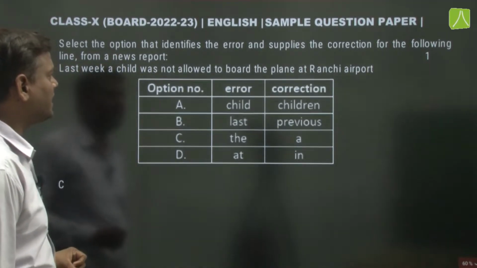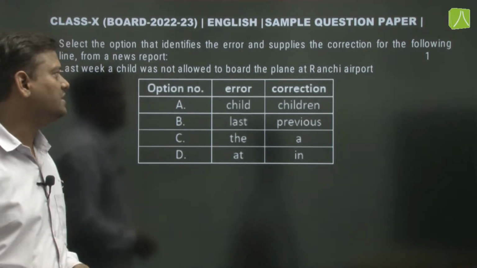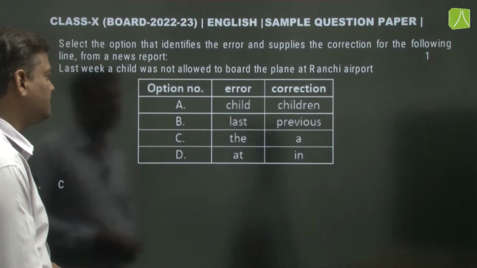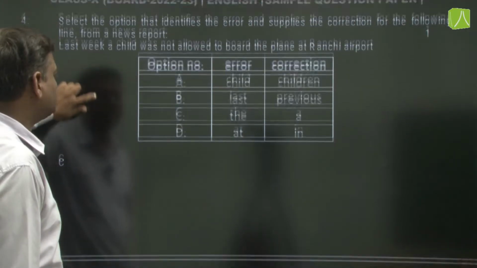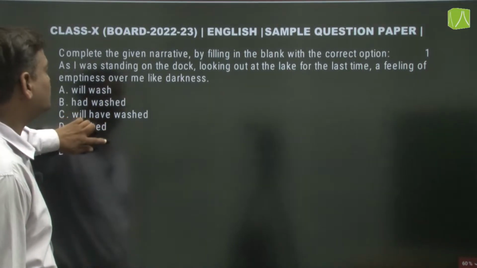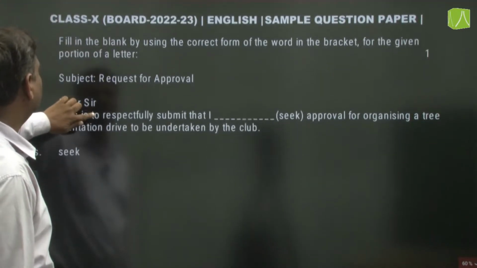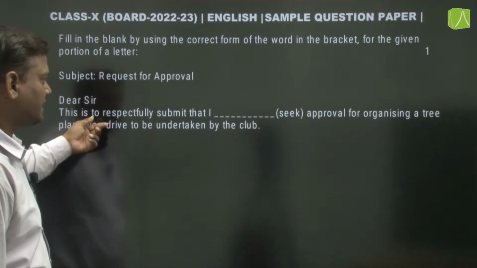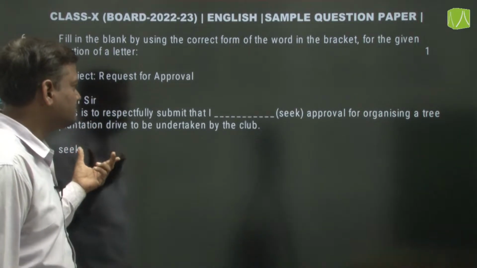Like question number 4 we are having, it's an editing question. There is some error and you have to find the error and correct the error. So in this manner you have to solve the question. This question is related to tense, and this question is again related to tense.